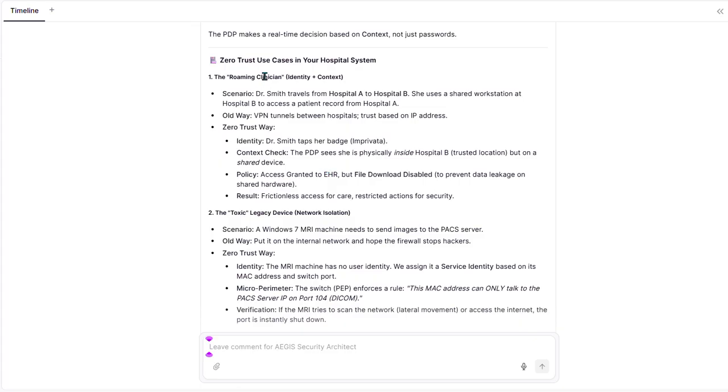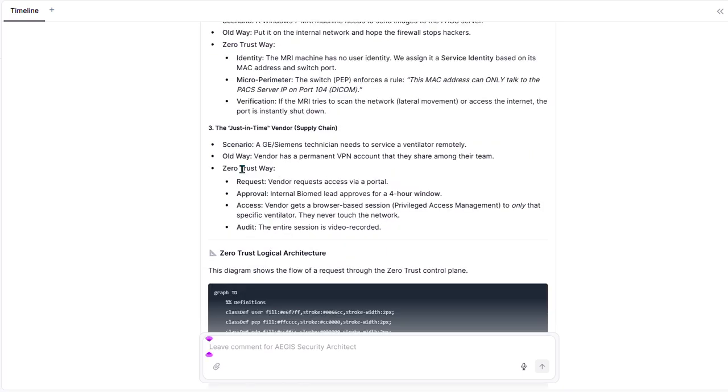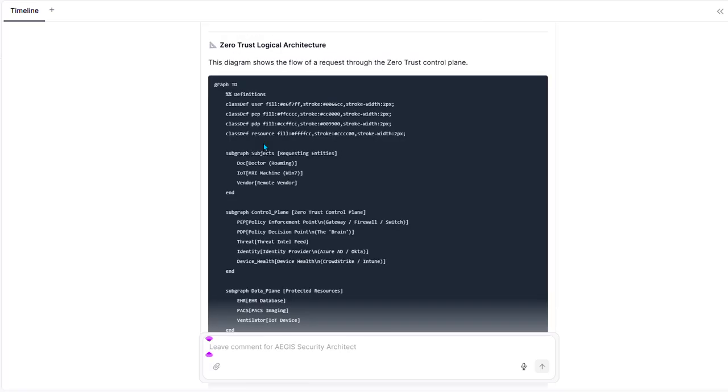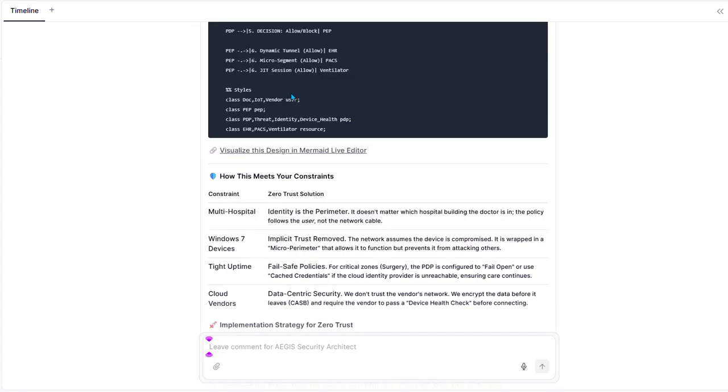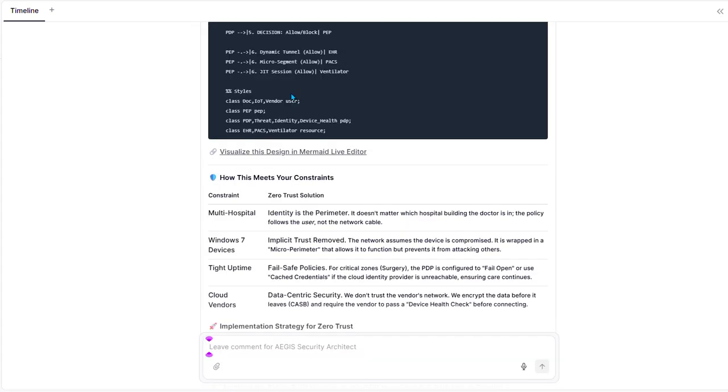So that's why we have the zero trust use cases in your hospital. It has given us the roaming clinician identity context. We also have the toxic legacy device network isolation. And we have the just-in-time vendor supply chain access. And it also gave us the zero trust logical architecture design. But that's not what we're looking at now. We're going to look at that one later.